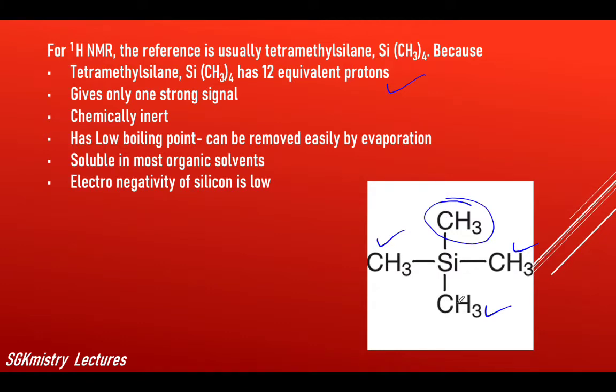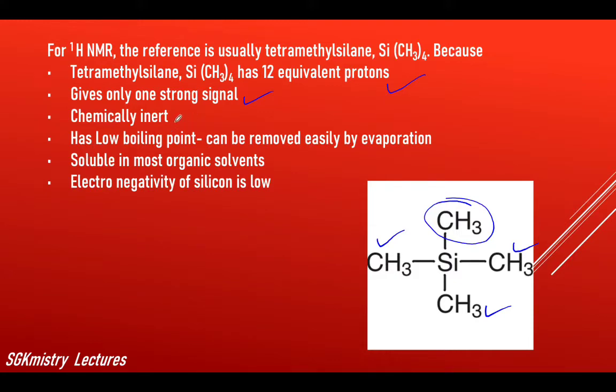There are 12 such equivalent protons, and we know that whenever the protons are equivalent, they will give rise to one single signal. Now you can just imagine, whenever we take a reference compound, if the compound itself gives 3 or 4 signals, then it will be difficult for us. If it is only giving a single signal, then it is more convenient because we can just ignore this reference signal and then observe whatever signals are required for the compound under study. So the second point is it will give only one strong signal because of the 12 equivalent protons.